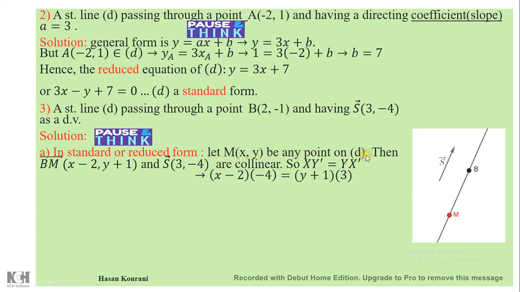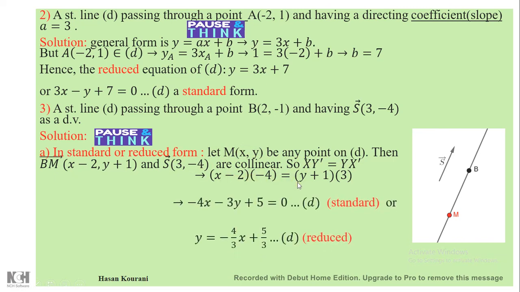Let M(x, y) be any point on D. (x, y) in general, any point on D, which is unknown for us, not of unknown equation. We just know that it passes through B and has direction vector S. Then vector BM is (x minus xb, y minus yb), and we have the coordinates of S. These two vectors are always collinear as M moves on the straight line. And from collinearity, we can use this relation xy prime equal yx prime. This leads to this relation, and expanding, reducing them, putting them on the left side to get the standard form.